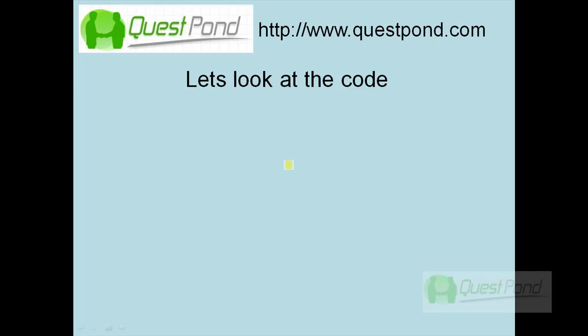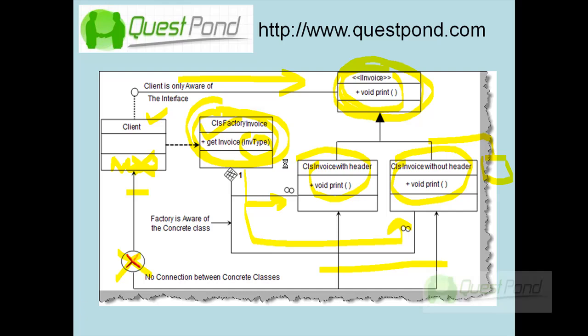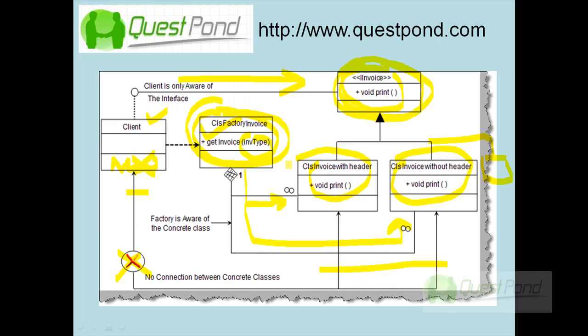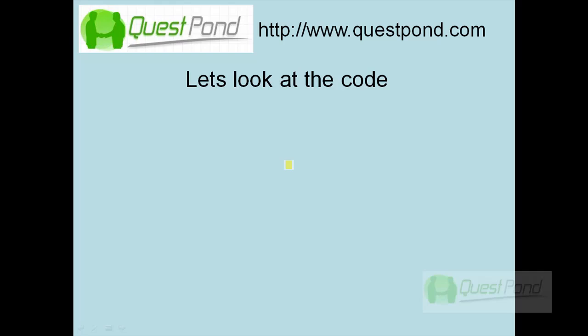I hope that you were able to understand practically how factory works. The only point always to remember is the two problems, the new keyword and the client's awareness of the concrete classes, solved by introducing an interface and a factory class. And then you can always remember the code, how it was implemented.